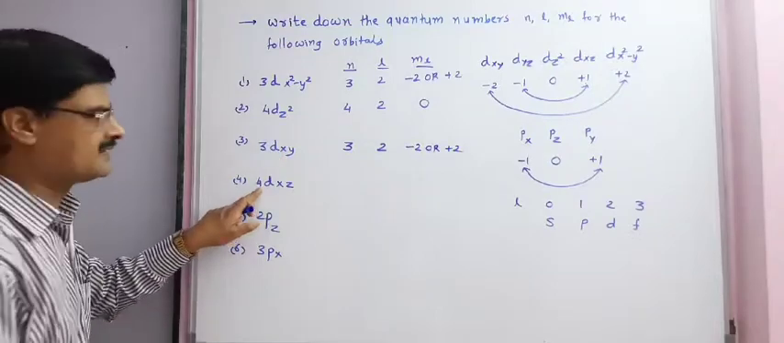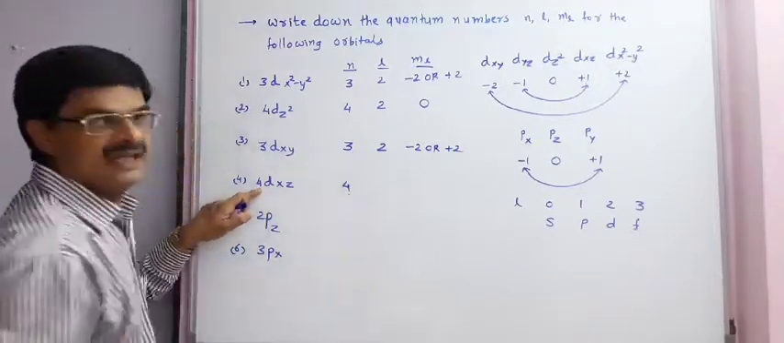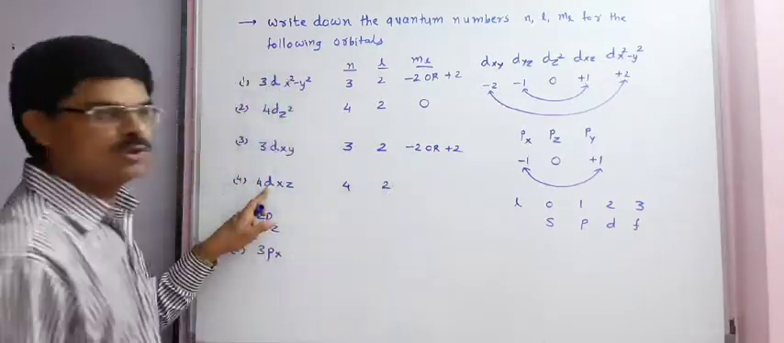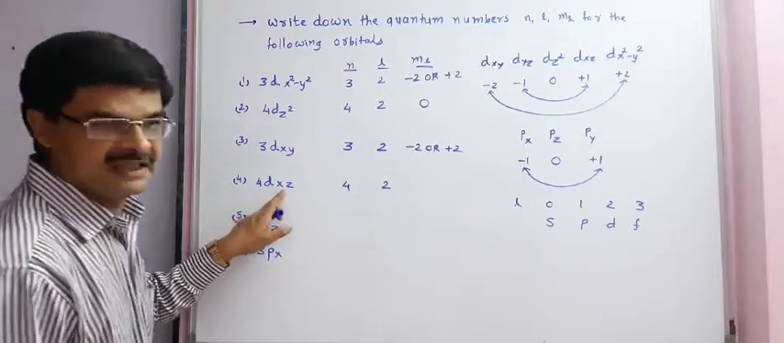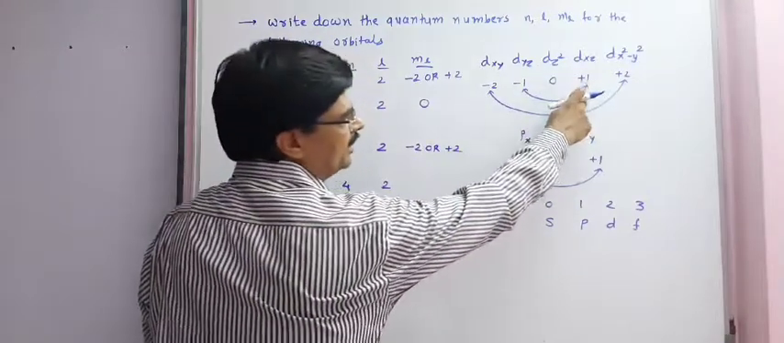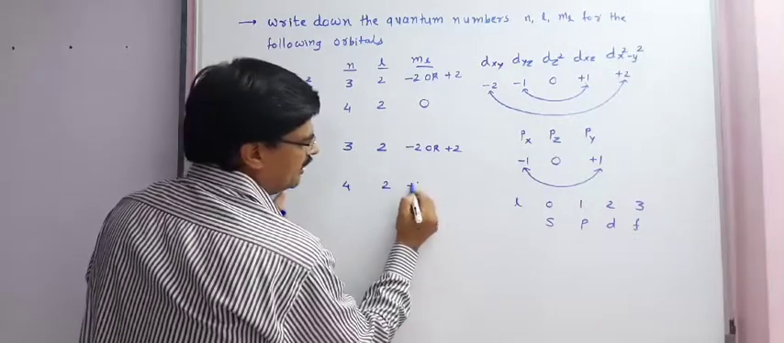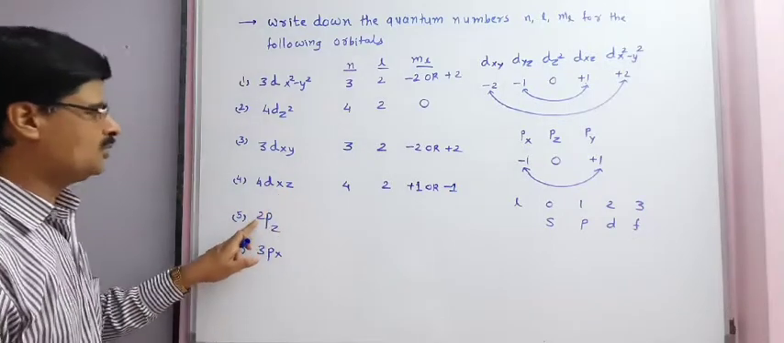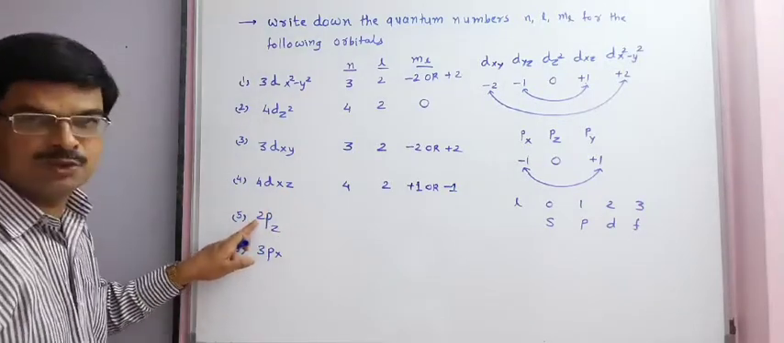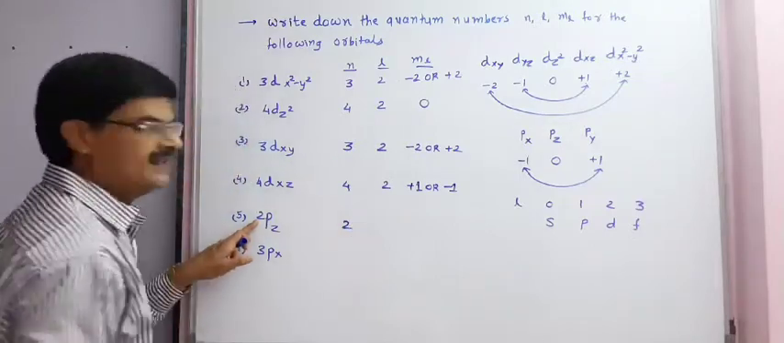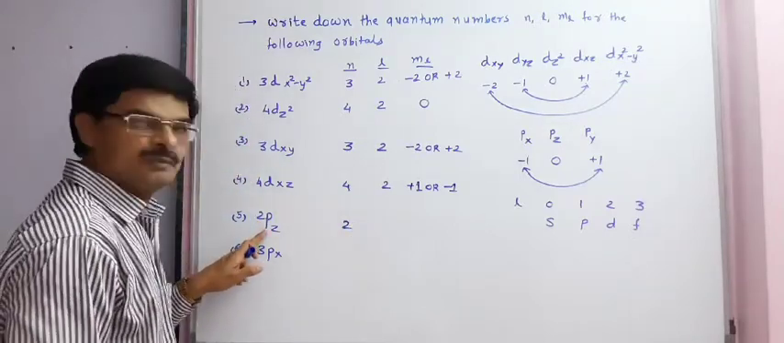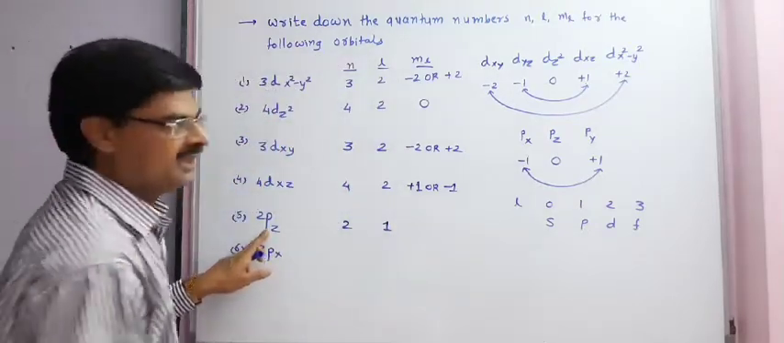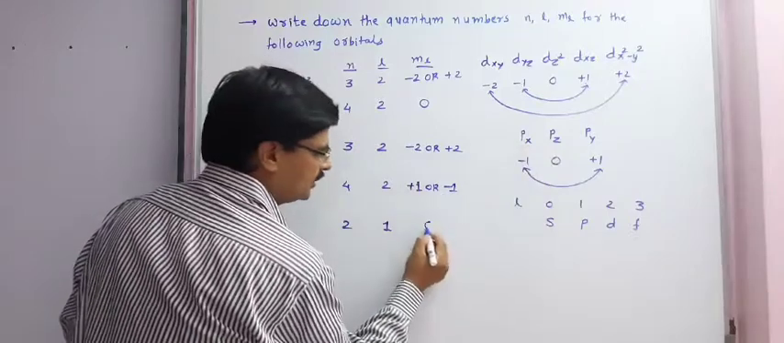Now for 4dxz, the principal quantum number n is equal to 4. For the D subshell, again the L value is equal to 2. And for dxz, the ml value is plus 1 or minus 1. Now for the next orbital, 2pz, the principal quantum number n is equal to 2. Since it is a p subshell, L is 1. And for pz, the ml value is 0.